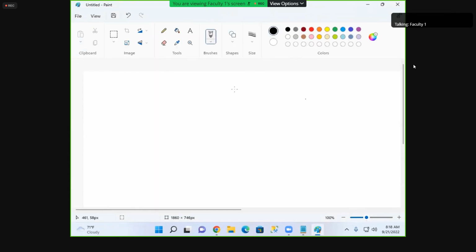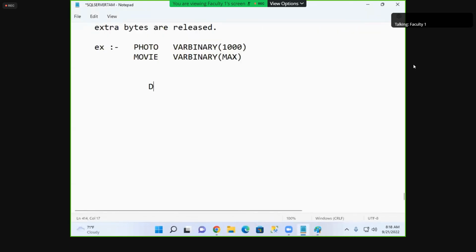See this. There is a database. To maintain the database, we use a software. What type of software do we use? We use DBMS, Database Management System. So to maintain the database, we use a software called DBMS.